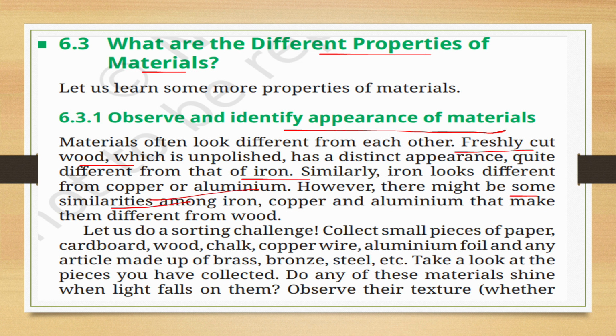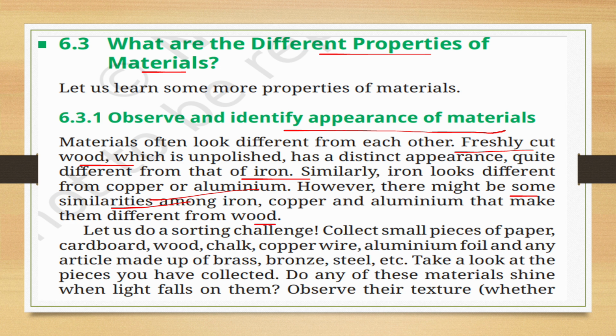So take a piece of freshly cut wood. It has a distinct appearance. Then take a piece of iron. This iron has a quite different appearance. Then when you compare iron with copper or aluminium, they have a different appearance when compared to iron. However, there might be some similarities among iron, copper and aluminium that make them different from wood.